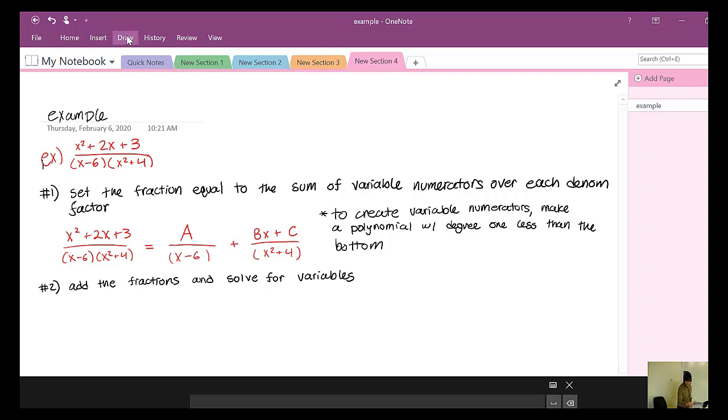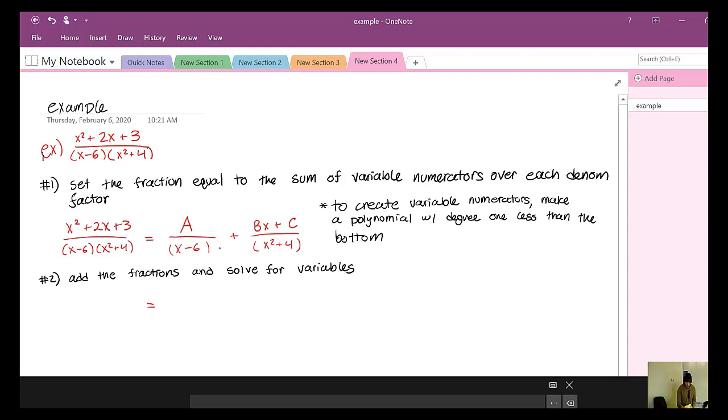So after that, now we have to re-add these two together and solve for the numerator. So I'll keep that over there. But if I were to add these two fractions together, in order to add fractions, their denominators have to be the same. So I'm just going to equalize their denominators by multiplying each one, top and bottom, by the other one.